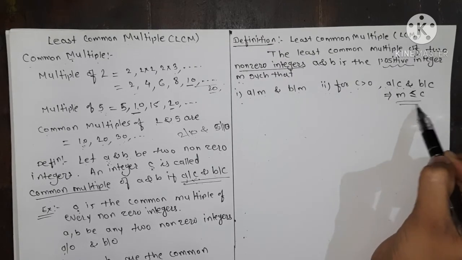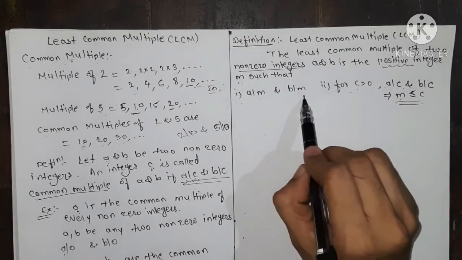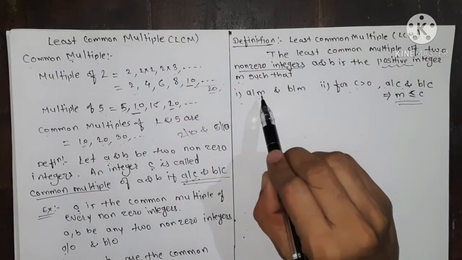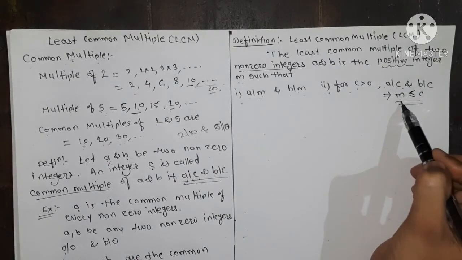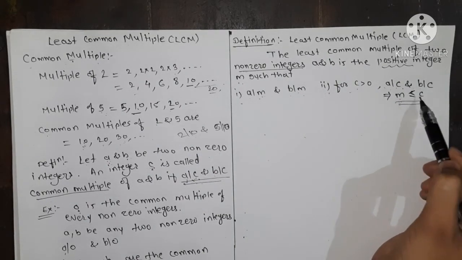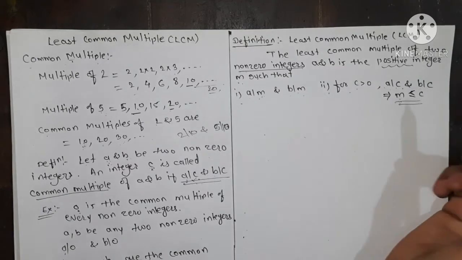What this condition means, that m is the smallest multiple. We called m a multiple. From condition 1, we called m a multiple of A and B, and from the second condition, m is the smallest multiple among all the multiples of A and B. So the second gives us the least common multiple. Okay.